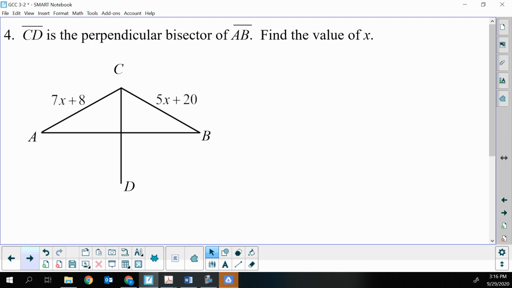All right, so we have CD as the perpendicular bisector of AB. So let's put our box in there. Let's mark those the same. Well, we know that if you are a point on the perpendicular bisector, you should be equidistant from the endpoints. So we can set up the equation 7x plus 8 equals 5x plus 20. Our justification would be point on perpendicular bisector implies equidistant from endpoint.